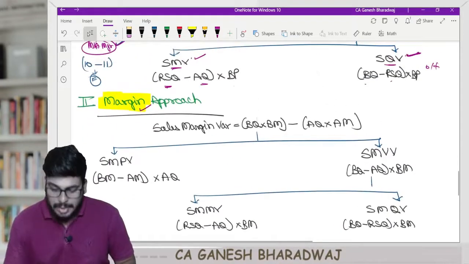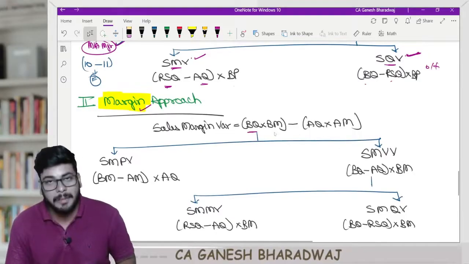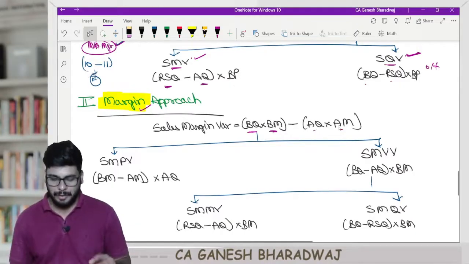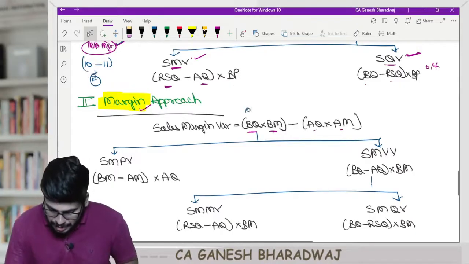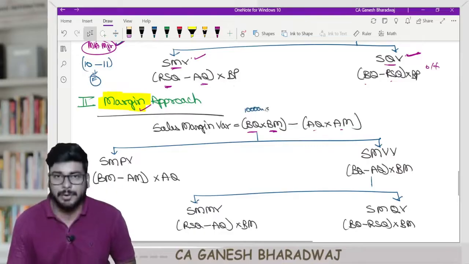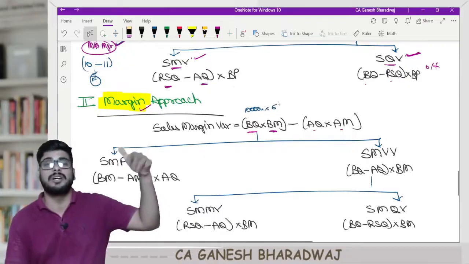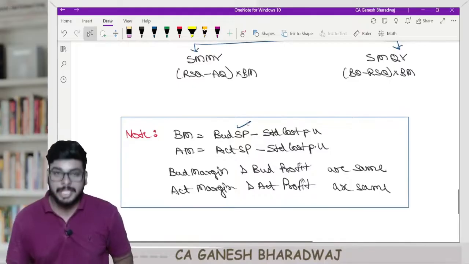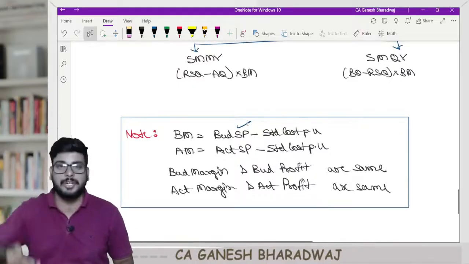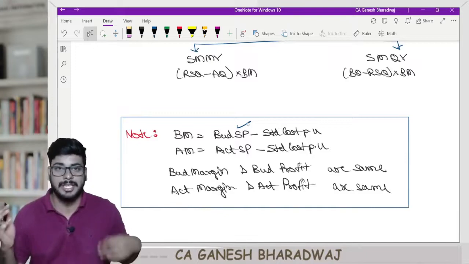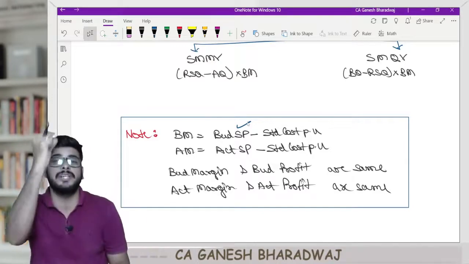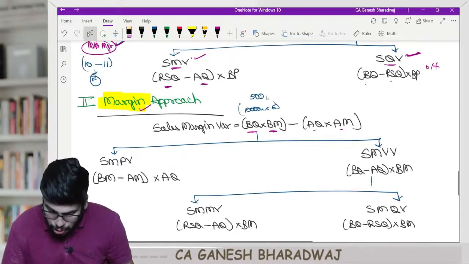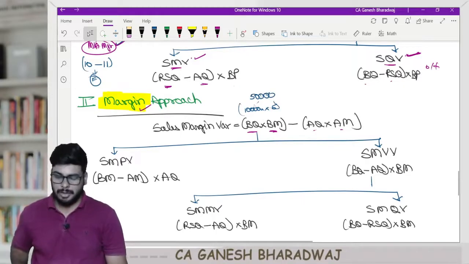Here it says sales margin variance is budgeted quantity into budgeted margin minus actual quantity into actual margin. For example, I was planning to sell 10,000 units, and every time I sell a unit, I know that I will be getting how much? I plan to earn a margin. What do you mean by budgeted margin? Look at this. Budgeted margin is nothing but the budgeted selling price minus the standard cost per unit, or in other words, the budgeted cost per unit. Are you clear with this, guys? Right? So if I sell every unit, what is the profit that I am planning to earn for every unit? Are you clear with this? Right? So I was planning to earn a total profit of how much? 50,000 rupees. Are you clear with this?